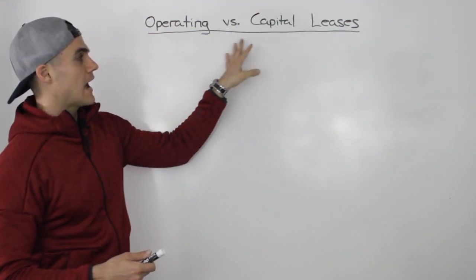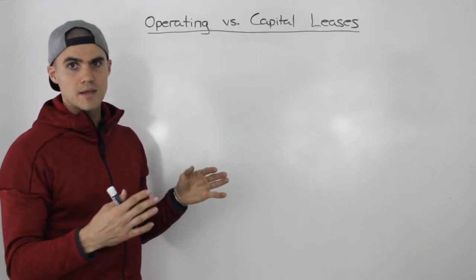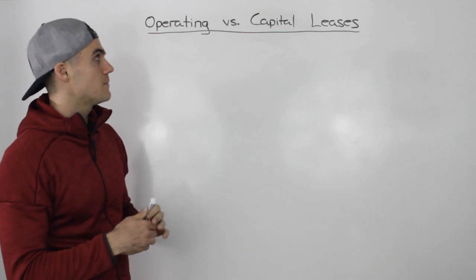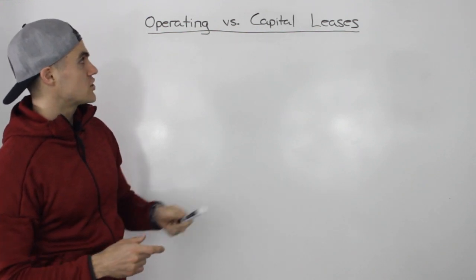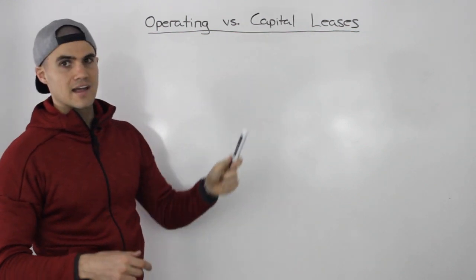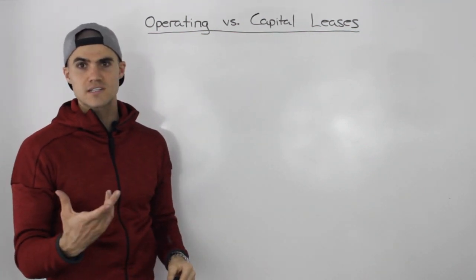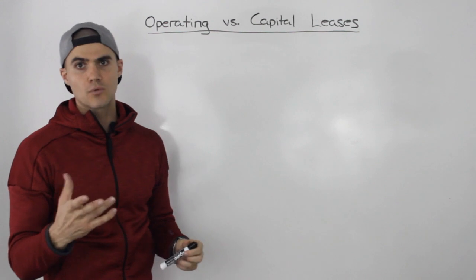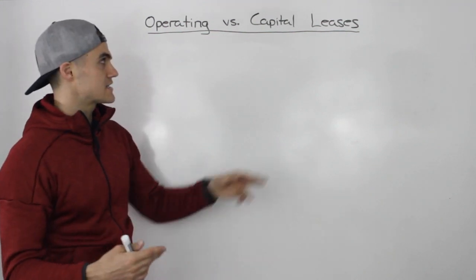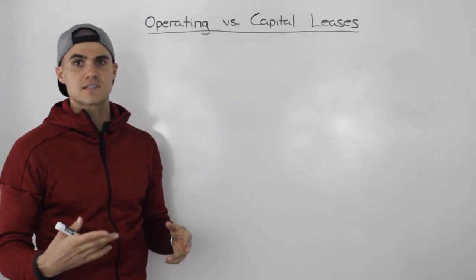Now, operating and capital leases are the two major types of leases, so we're going to go over their different characteristics in this video. Now, one thing to mention, capital leases, you may see that as financing or financial leases in your textbook, depending on which book you are using. But financial leases, financing leases, capital leases, they all mean the same thing.